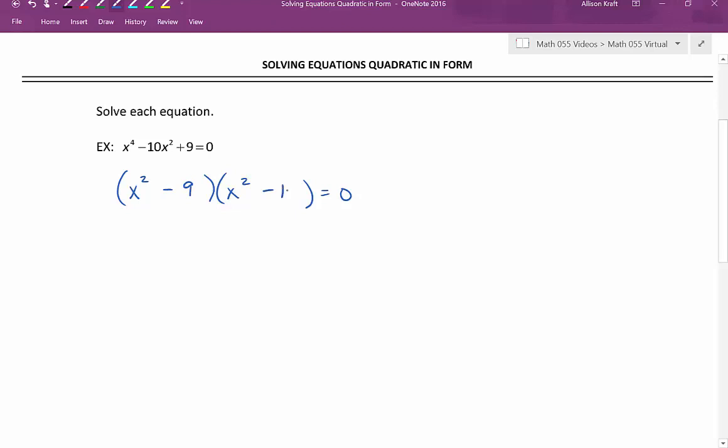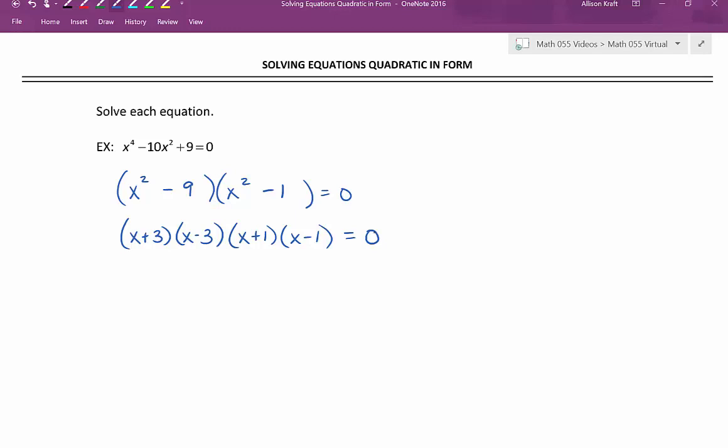These factors are quadratic. We always want to try to factor them further. We recognize x squared minus 9 to be the difference of two squares. This will factor into x plus 3 times x minus 3. Looking at x squared minus 1, again, we have the difference of two squares. This factors into x plus 1 times x minus 1. All of my factors are linear.